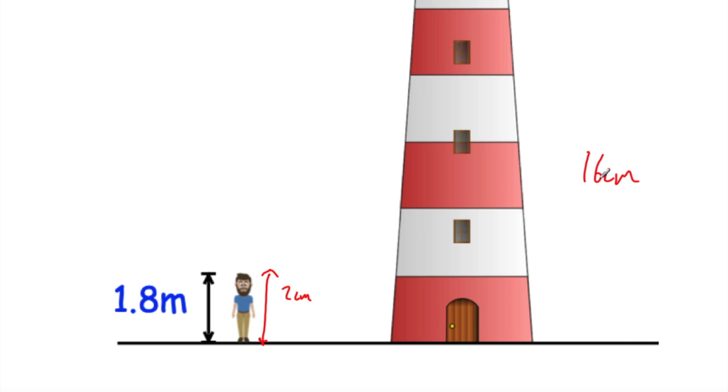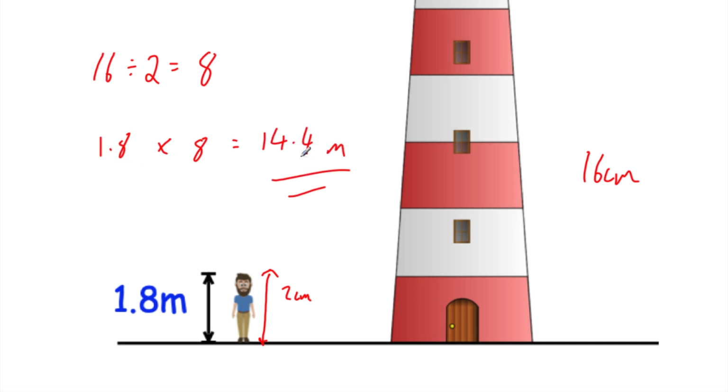So if we divide the height of the lighthouse, the 16 centimeters, by the height of the man, which is 2 centimeters, that's equal to 8. So that means the lighthouse is 8 times larger than the height of the man. So if we take the height of the man, which is 1.8 meters, and times that by 8, because the lighthouse is 8 times larger, that'll give us our estimate for the height of the lighthouse. And 1.8 times 8 is equal to 14.4. So our estimate for the height of the lighthouse is 14.4 meters. And that's it.